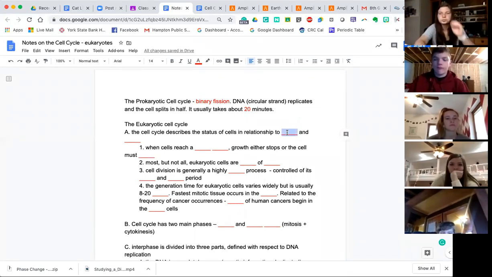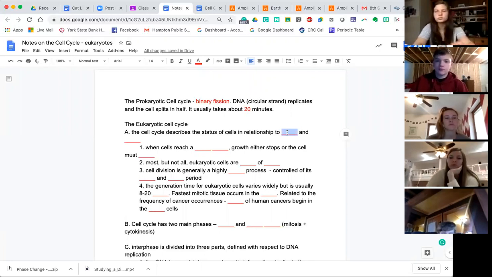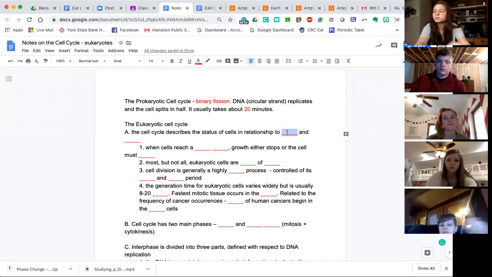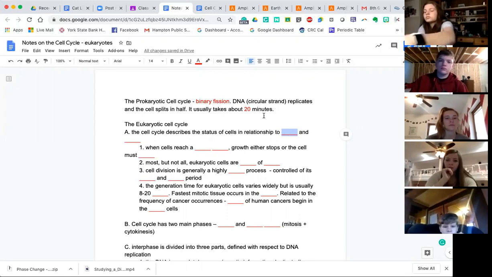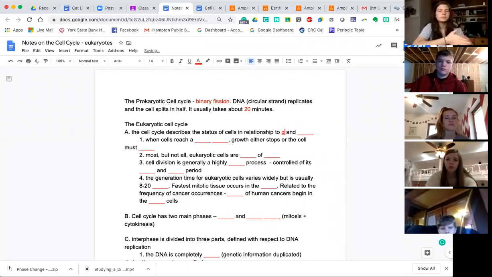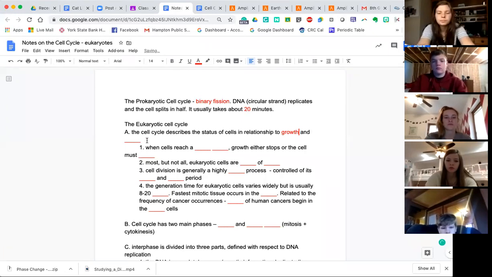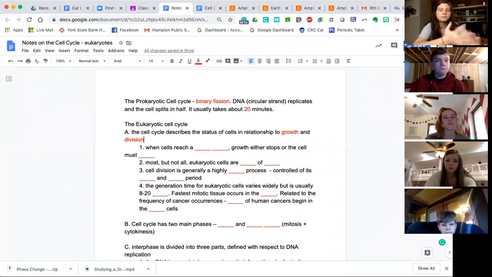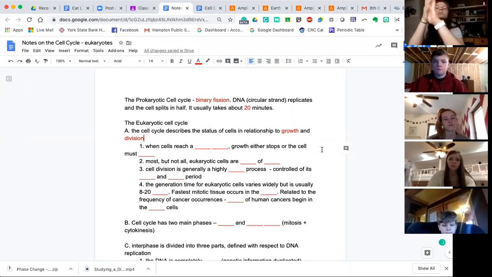Okay, with our eukaryotic cells, you have eukaryotic cells, the cat has eukaryotic cells. When we do our POGL, they're going to be talking about eukaryotic cells. So the cell cycle describes the status of cells in relation to how they grow. So it's growth and its division. It spends a lot of time growing and then just dividing.